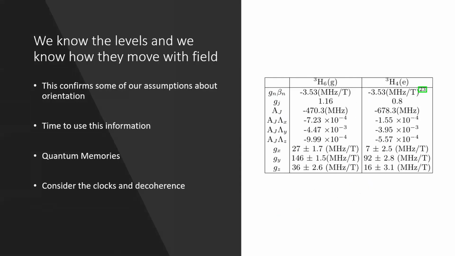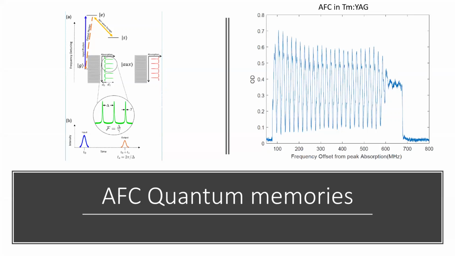So we know the energy levels. We know we get a splitting of each state. We know how those energy levels tend to move. And we want to use this information to optimize a few different devices. So one of them is AFC quantum memories. And then maybe I'll hark back to some of my discussion about clocks and decoherence in the very beginning related to these tensor values. So for AFC quantum memories, one thing that is very important is the splitting of these spectral features in the material you're using to create a memory.